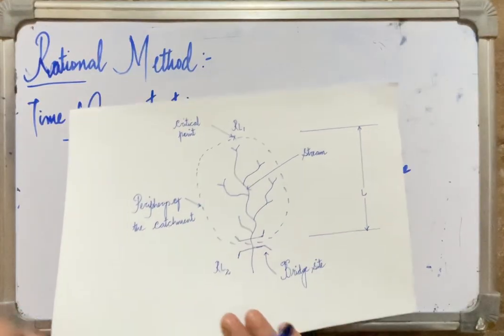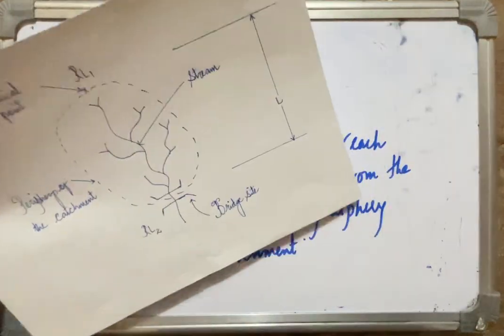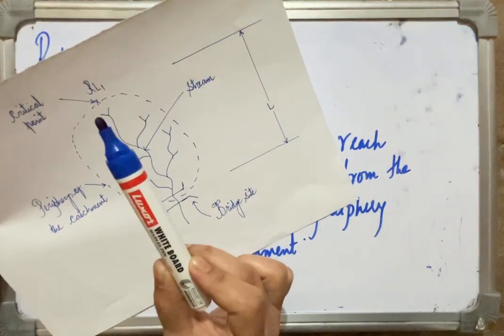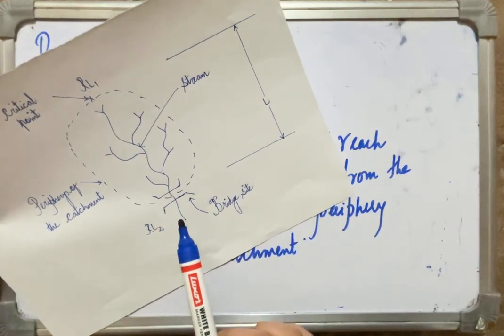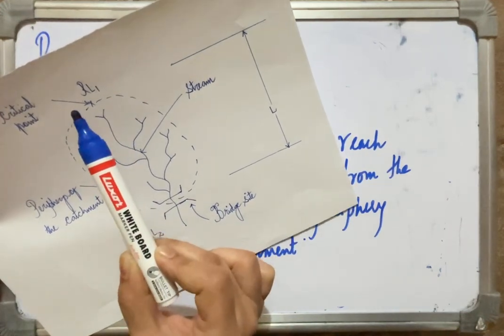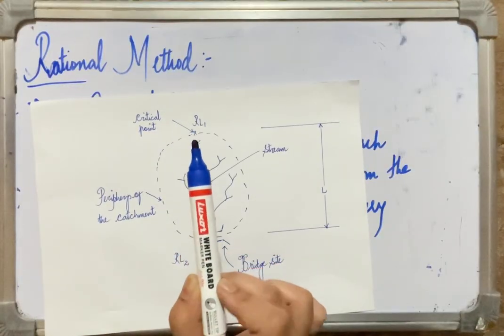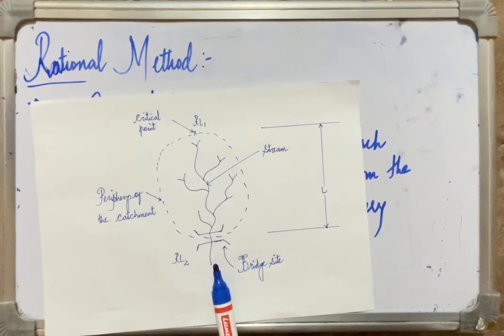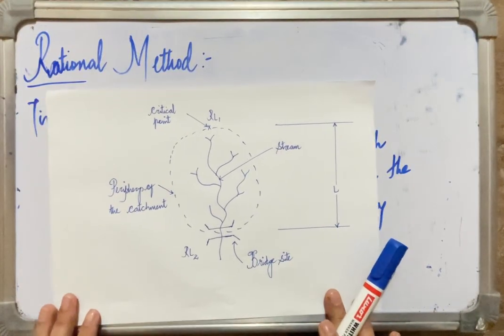So the time taken by runoff to reach the site of the bridge or culvert from the farthest point, which is also known as the critical point, to the proposed bridge site is known as the time of concentration. So this is the stream, this is the bridge. I hope it's visible to you.